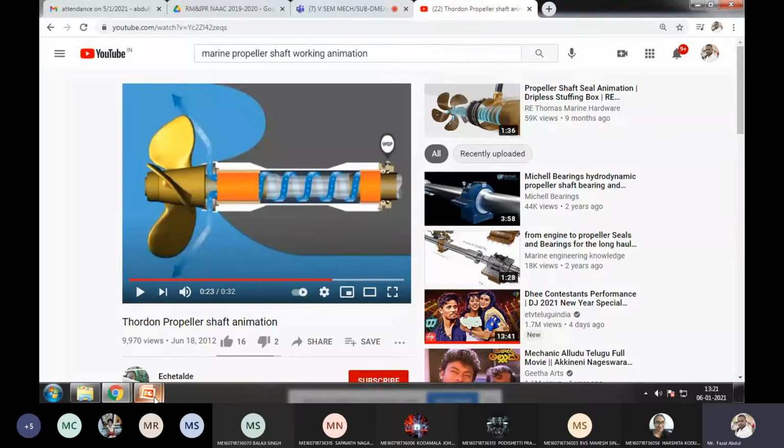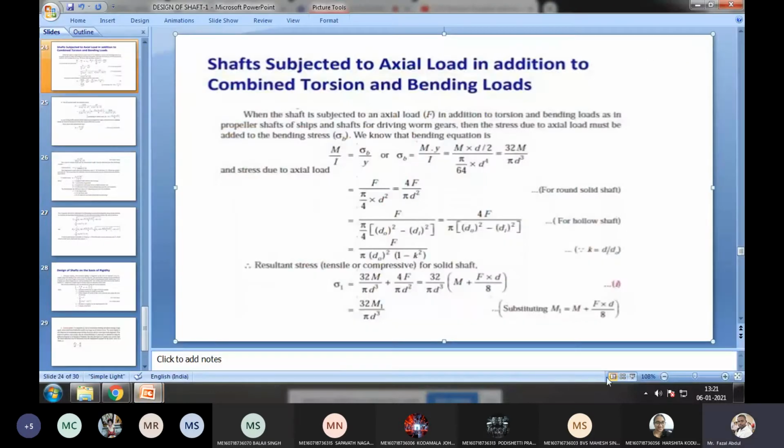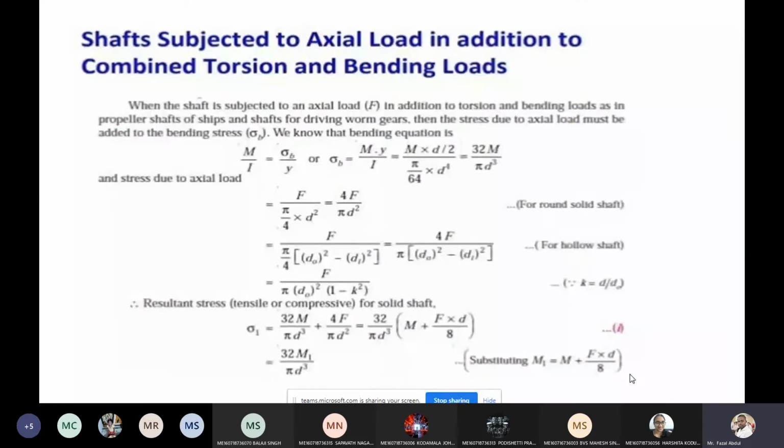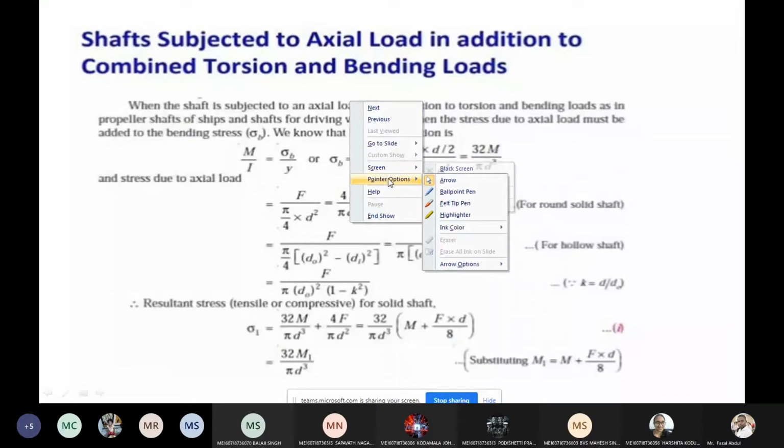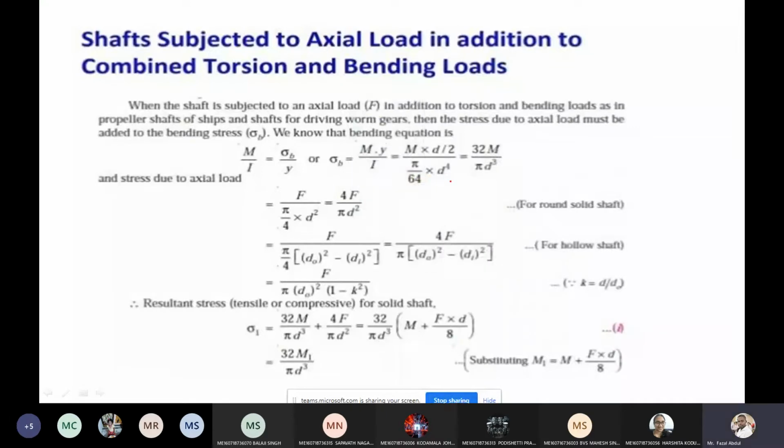Such situations we are discussing today, that is, shaft subjected to axial load in addition to a combination of torsion and bending. Because of bending, you already discussed this by taking the bending moment equation. By taking the bending moment equation, we got the bending stress. This is the bending stress for the solid shaft, and this is for the hollow shaft.